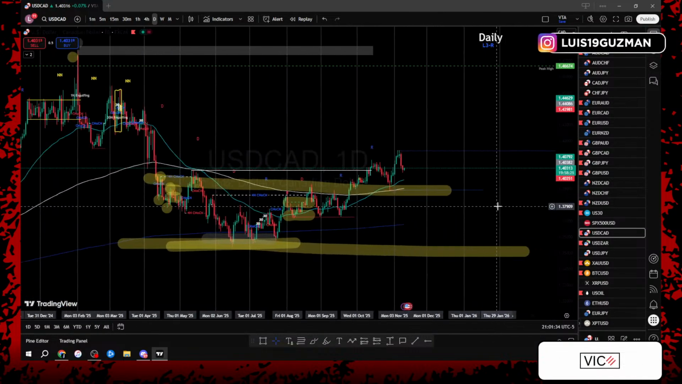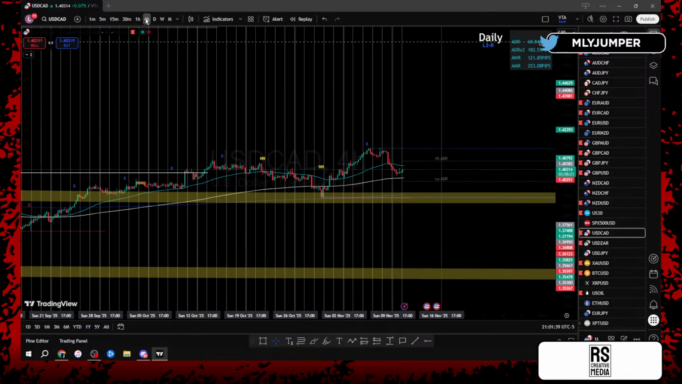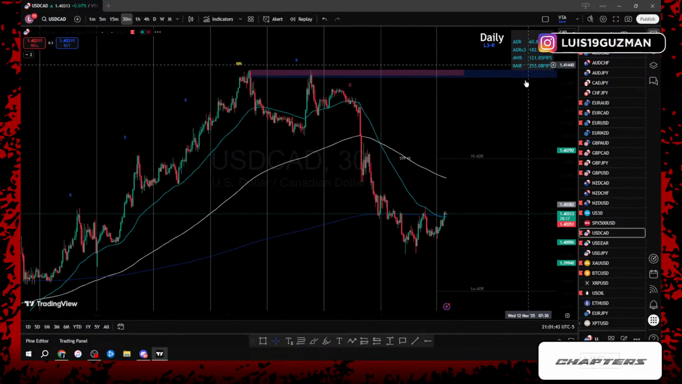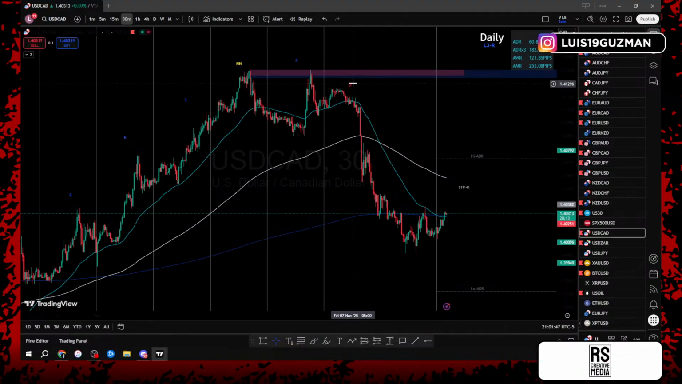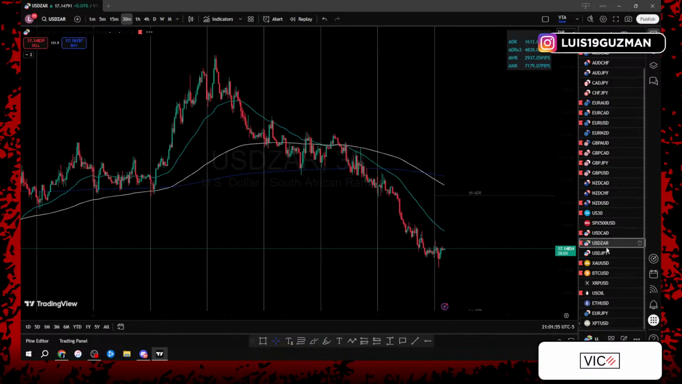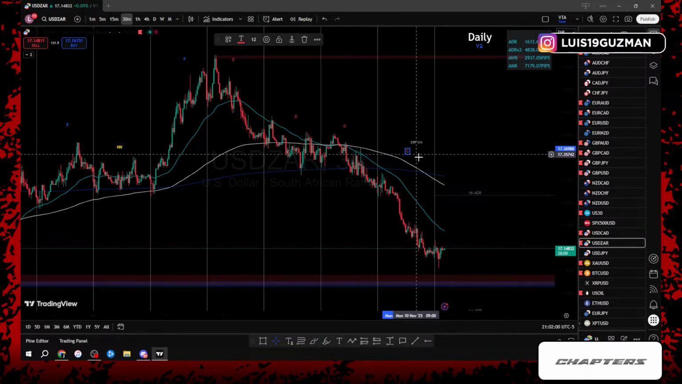USD CAD, we could just skip right over it. I'm not trading it. If you want to see the explanations for USD CAD, just go to yesterday's session, Sunday's session, Friday's session. It's going to be the exact same thing. On the daily time frame, it looks like price wants to go down, but the 4-hour time frame looks like it wants to go up, and the 30-minute time frame, who knows what it wants to do. Right, USDs are very similar to USD CAD.